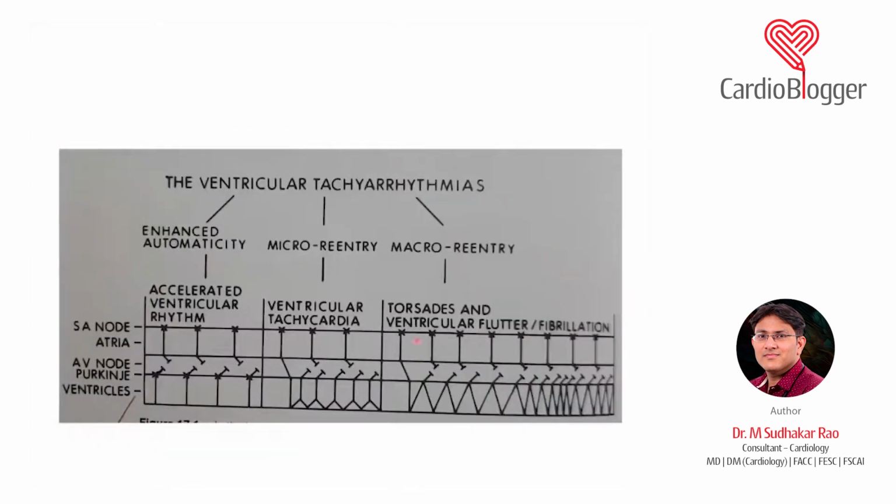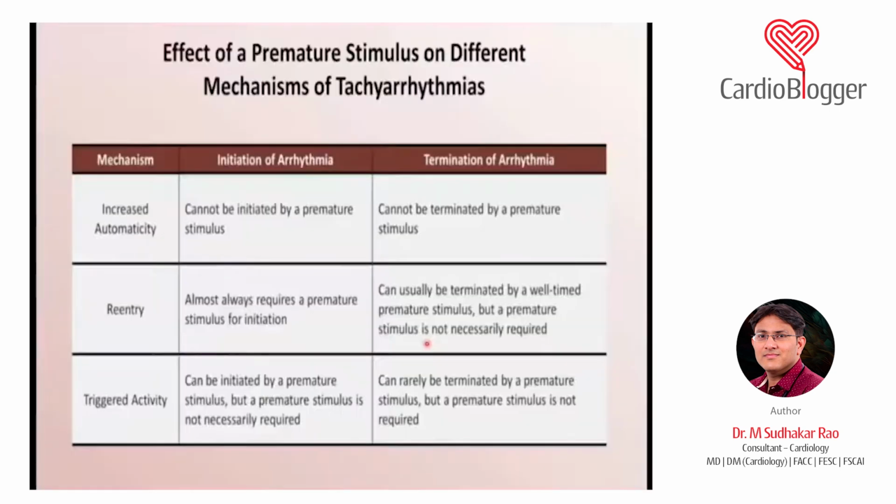Now these are the various ventricular rhythms. We know that accelerated idioventricular rhythm is one of the things that is because of enhanced automaticity. Micro re-entry, if a ventricular arrhythmia is because of re-entry, is usually in a patient with underlying ischemia. And macro re-entry is in torsades de pointes or ventricular flutter and fibrillation.